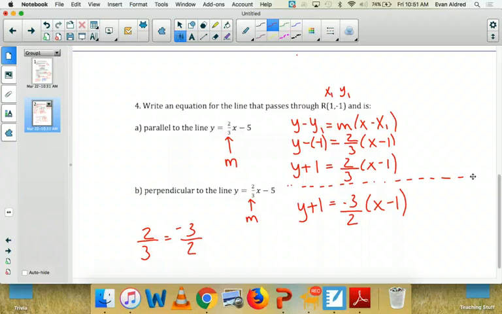Okay, that is point-slope form. It's, again, a different form for expressing the equation of a line. It works really nicely because you can use any point from the line to use point-slope form.